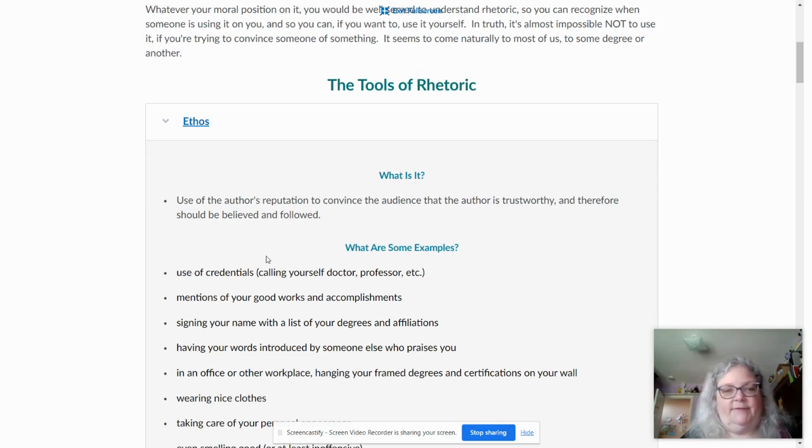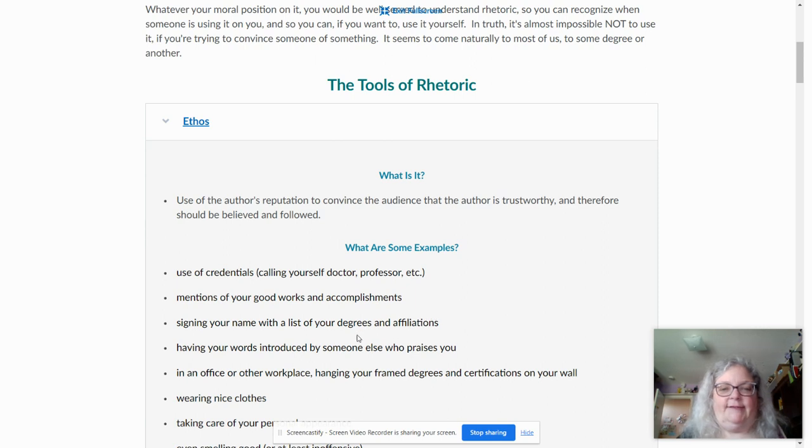So here are some examples of ethos. First of all, the use of credentials. So calling yourself doctor, professor, etc., any kind of an earned title that you have. If you use that, then you're telling people, look, I have earned this, and this is why you should trust me. Mentions of your good works and accomplishments. Basically, people tend to want to believe and follow good people. So if you can prove that you're a good person, you're going to attract more people to want to do what you say. Okay, they're going to have more faith that you're leading them down a good path.